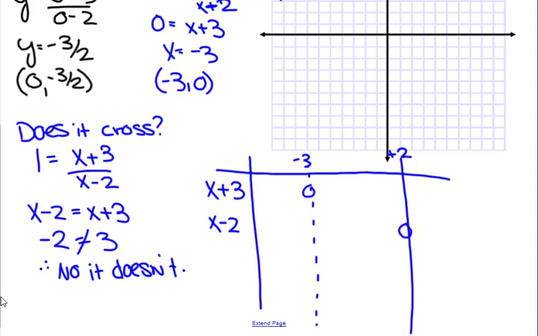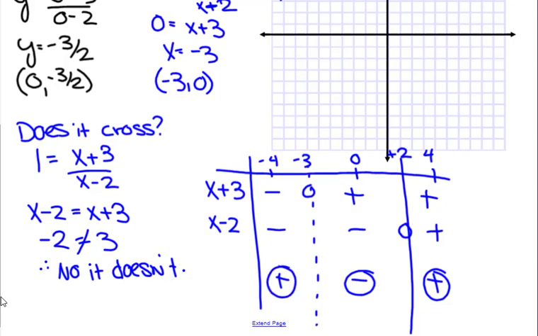Well, so if I pick a value that's less than negative 3, so something like negative 4, if I put negative 4 into x plus 3, that gives me a negative number. If I pick zeros in between there, 0 plus 3 gives me a positive number. And if I put something like 4 in, 4 plus 3 gives me a positive number. And our other ones, if I put negative 4, subtract 2 would be a negative number, 0 subtract 2 is a negative number, and 4 subtract 2 is a positive number. So overall, we are positive, negative, positive.